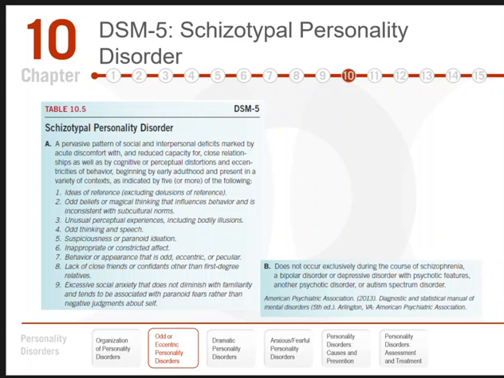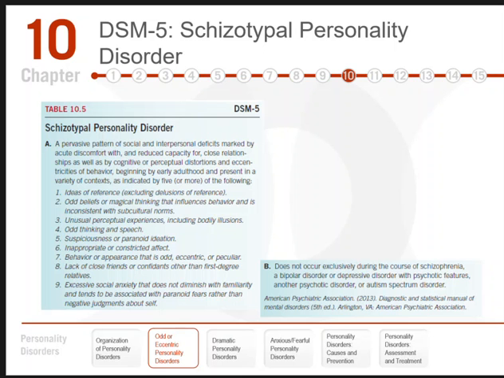So you have ideas of reference, which is delusions of reference. So thinking that people might be making up things about you that aren't true, ideas coming from somebody else that you're sort of implying, you're inferring that's happening. Could be paranoia, odd beliefs or magical thinking that influences behavior and is not normal in the culture.